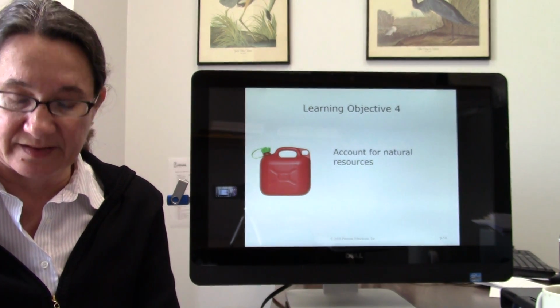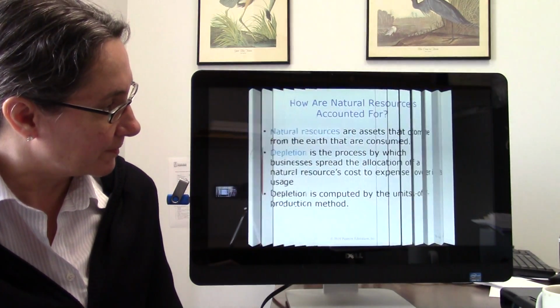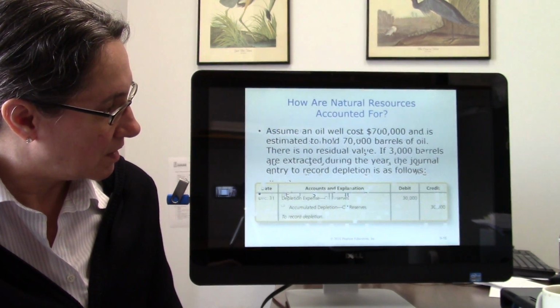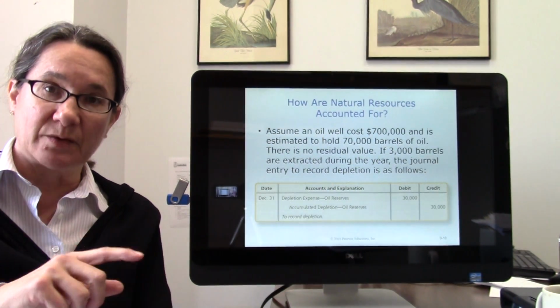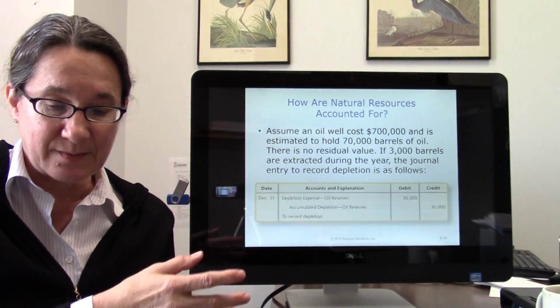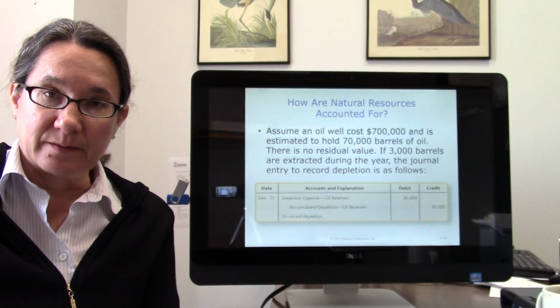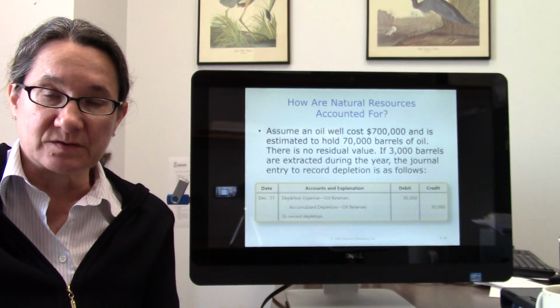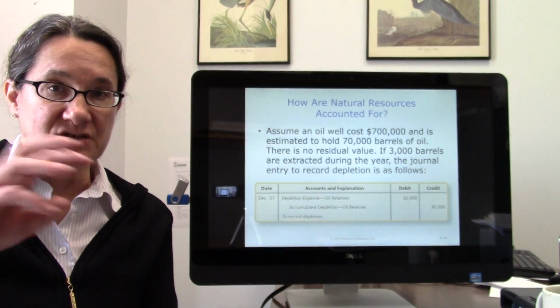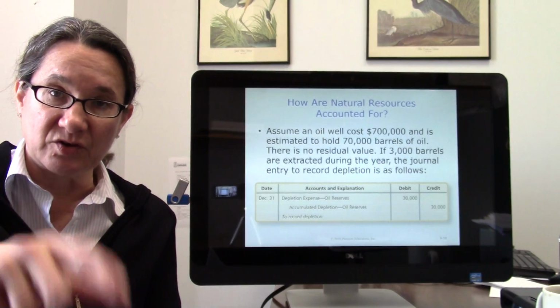Depletion is computed by the units of production method. So remember, we did depreciation and we used up the asset as it made things or drove miles. Same idea with natural resources. You're depleting them, right? So you can imagine an oil well that holds a certain amount of oil. As you extract the oil from the ground, you're using up the oil that's in the ground, so you deplete it.